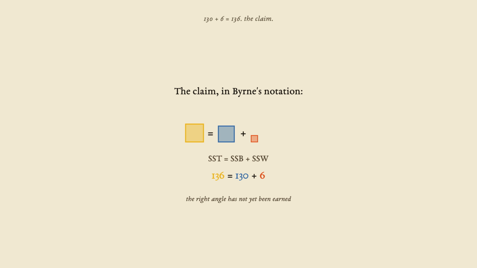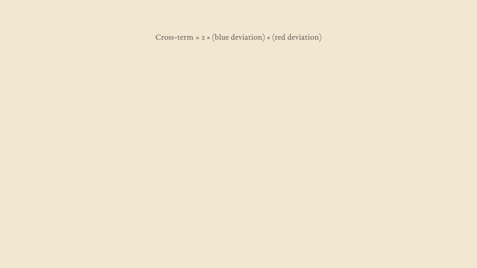Why? The claim, in Byrne's idiom: the yellow square equals the blue square plus the red square. 136 equals 130 plus 6. 3 colored areas, 1 equation. The right angle hasn't been earned yet. Here's the honest hard beat.